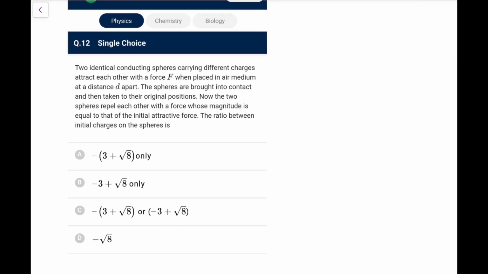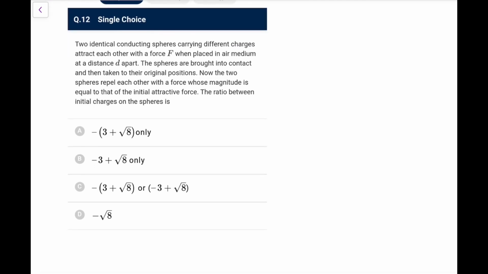Now 12th, two identical conducting spheres carrying different charges attract each other with a force F when placed in air medium at a distance d apart. The spheres are brought into contact and taken to their original position. Now the two spheres repel each other with a force whose magnitude is equal to that of the initial attractive force. The ratio between the initial charges of the sphere is, okay, so initially they were attractive, so let's say first one was q1 and second one was minus q2. So the magnitude of force was k q1 q2 by r square.